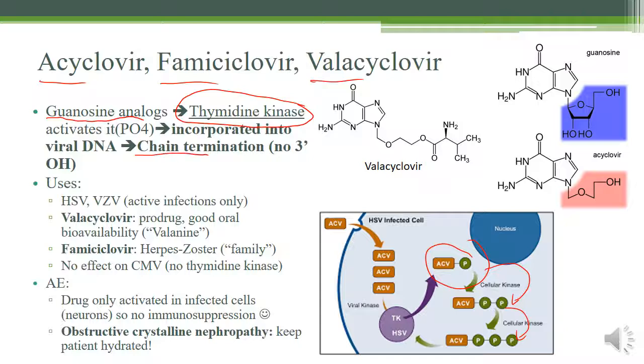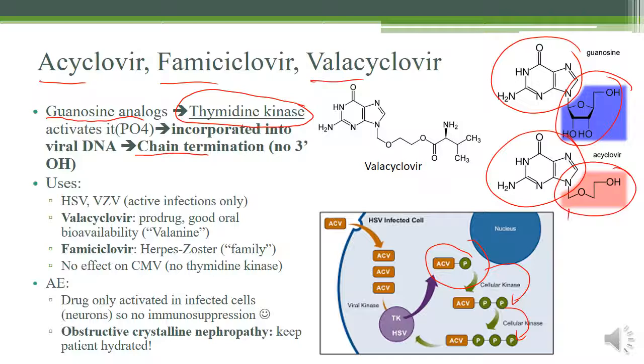So as you can see, I've shown you a picture over here of guanosine. Guanosine has this base over here and a ribose sugar, while acyclovir may have a similar base right there, but it does not have a ribose sugar and is missing the 3' hydroxyl group. So when this is incorporated into the DNA, you have a chain termination below it. It can be used for HSV and VZV, only really in active infections. It doesn't really work in the latent infections because these are not replicating.